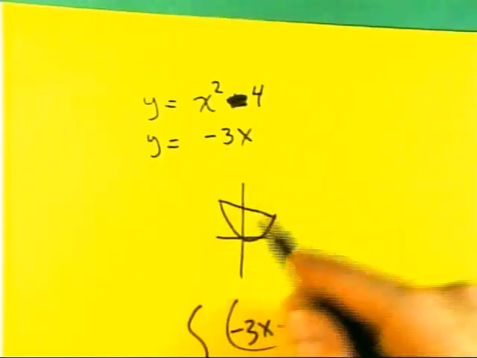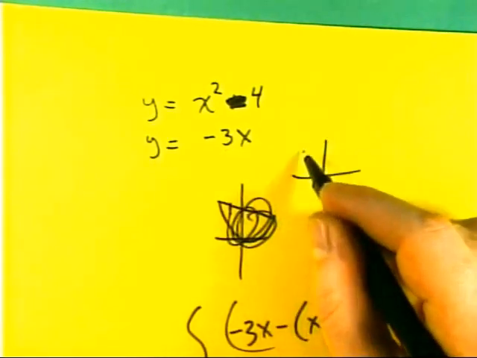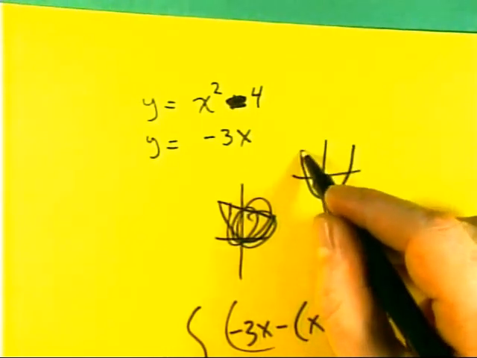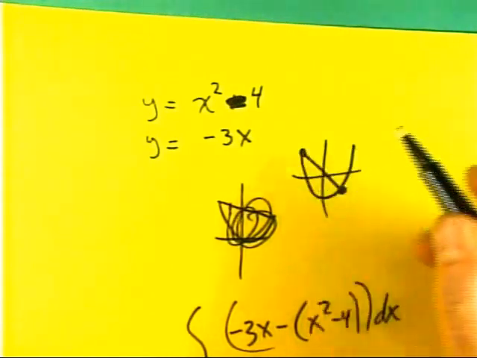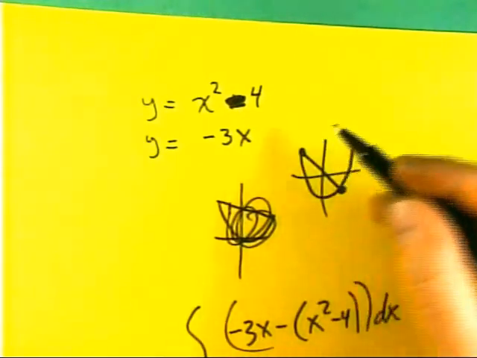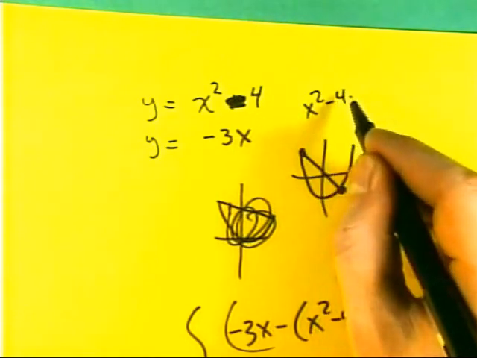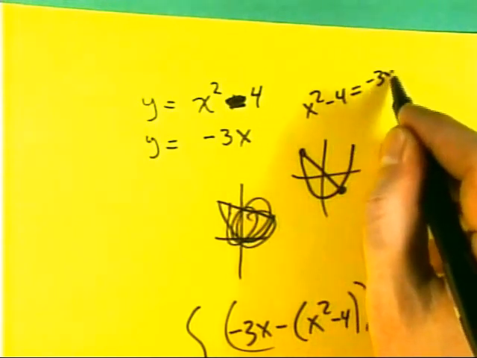Now, to find the points where they do meet: x squared minus 4 looks like this, and negative 3x looks like this. So where are the points that they meet? How would you find that? You set them equal to each other.